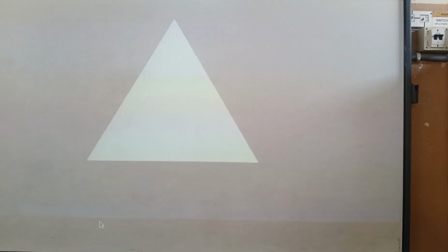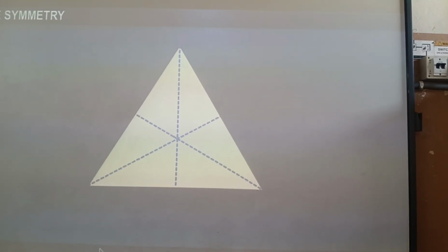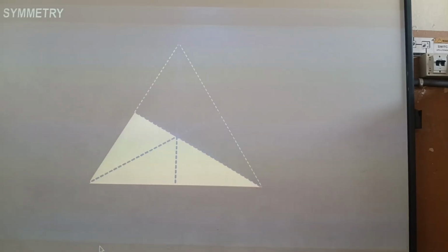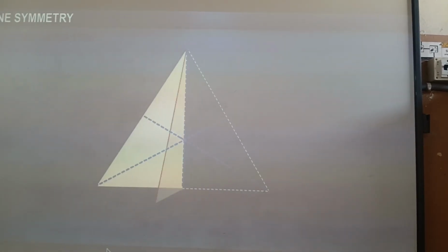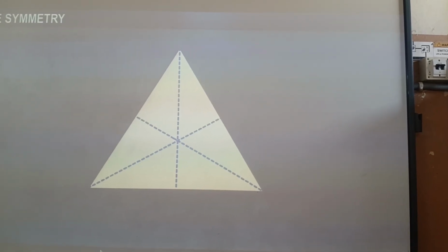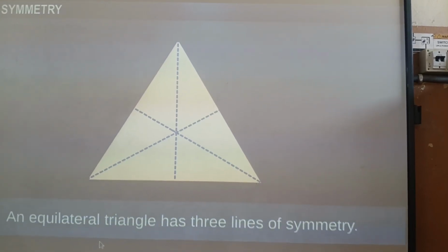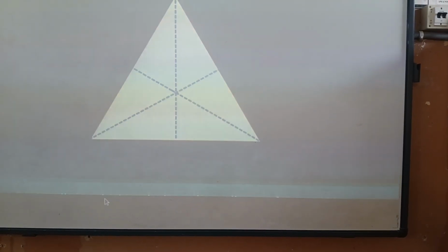Now consider this equilateral triangle. All its sides are equal. Let us fold it along the lines joining its vertices to the centers of the opposite sides. Thus, we can say that an equilateral triangle has three lines of symmetry.